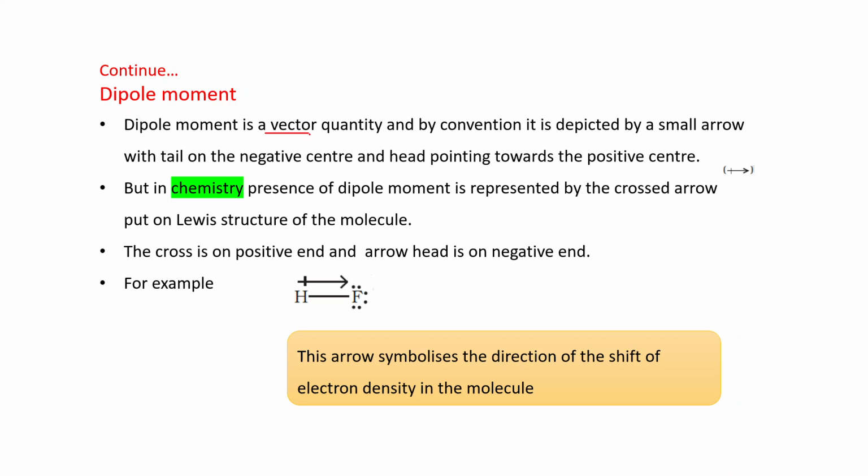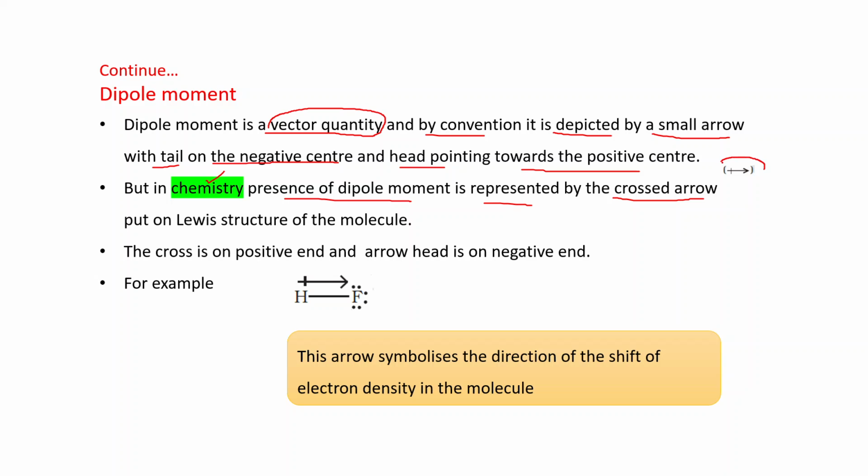Dipole moment is a vector quantity. Now what is the meaning of vector? That is, it has magnitude as well as direction. And by convention it is depicted by a small arrow with tail on the negative center and head pointing towards the positive center. But in chemistry, remember, the presence of dipole moment is represented by the crossed arrow.